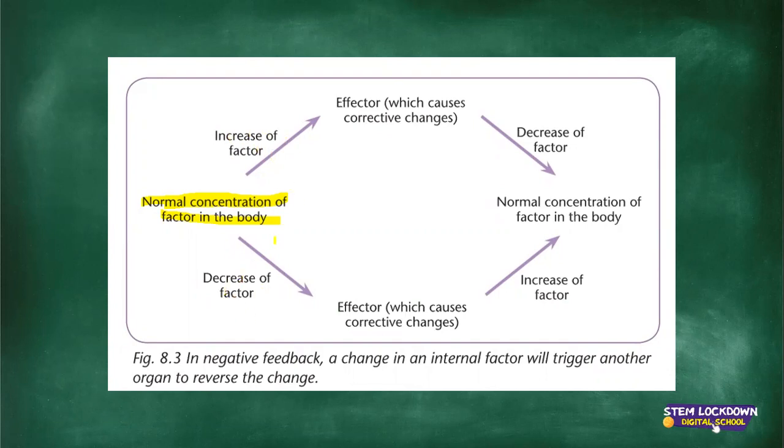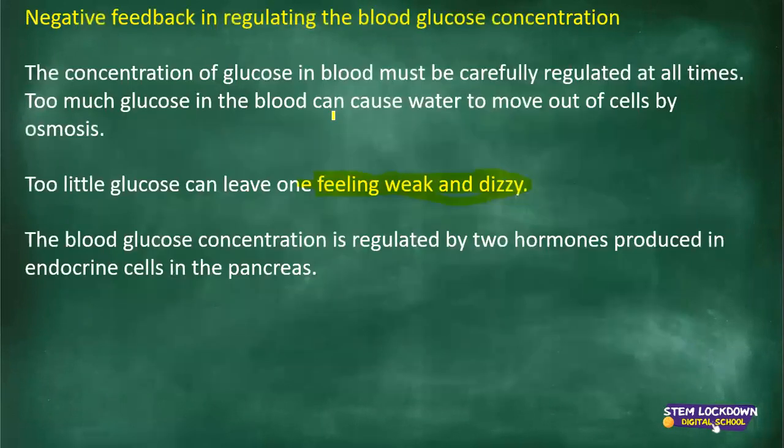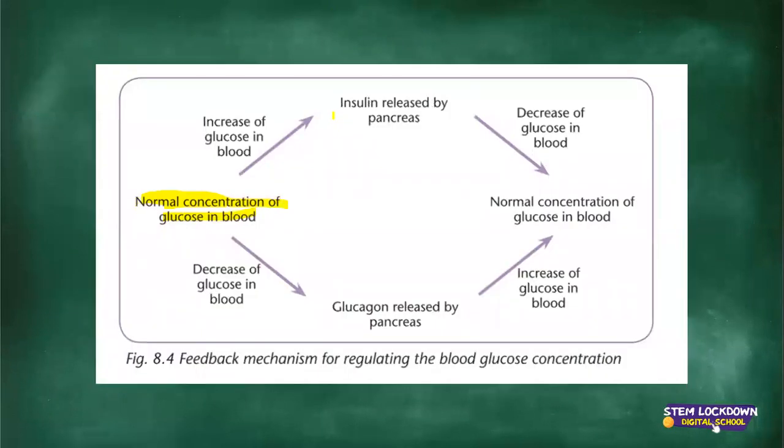You understand? And then when there's an increase of glucose, which effector would be released? The effector that will be released is insulin, which is released by the pancreas. But if there's a decrease in glucose in the blood, then glucagon will be released, because glucagon plays a part in increasing the glucose concentration. Insulin plays a role in decreasing the glucose concentration, which will bring the body back to normal concentrations of glucose in the blood. So understand the factor and the effector, and you're good to go.